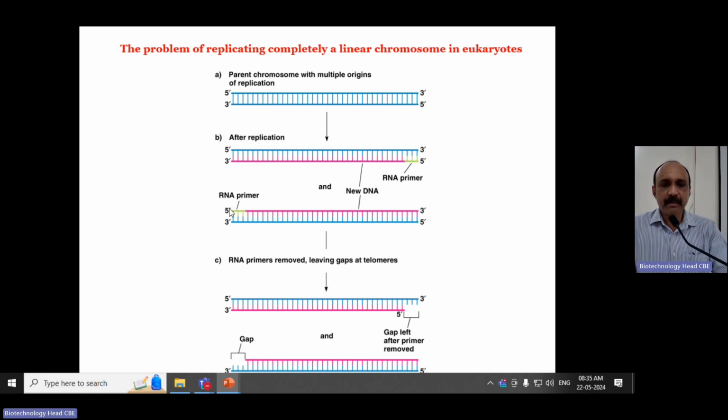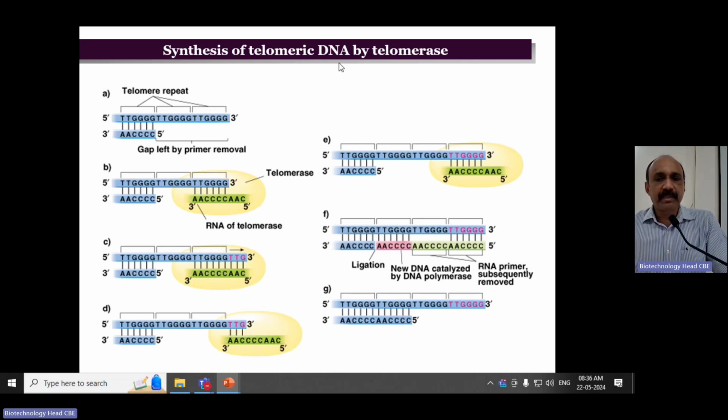The strand here and also the strand here, this RNA primer will be degraded and there will be a gap in both chromosomes. When it is not filled, this single-stranded region will be eaten away by endonucleases and exonucleases, and the chromosome will get shortened with every cycle of replication. So this will be added by the telomerase enzyme. This is the synthesis of the telomeric DNA by the telomerase enzyme, right?